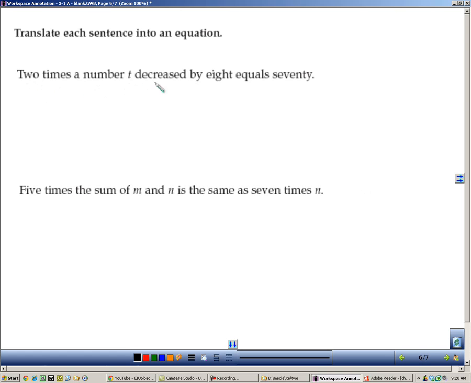Here, 2 times the number t decreased by 8 equals 70. Well, equals 70 is probably the easiest part of that. So we're going to focus now on 2 times a number t decreased. Decreased means subtraction. Decreased by what? Decreased by 8. So subtracting 8. And then 2 times the number t looks like that.